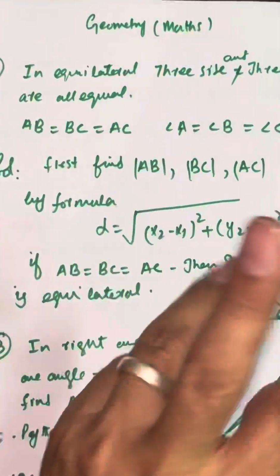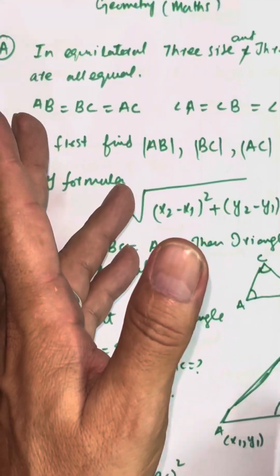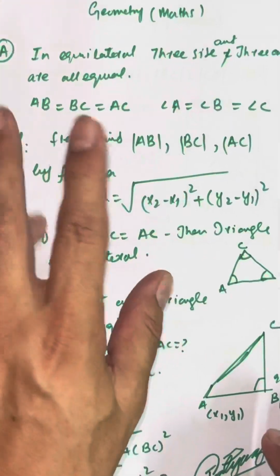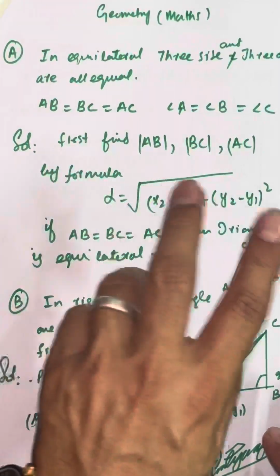You got two equations, one for the distance between 2 points in a coordinate system and one for the distance between 2 points on a real number line.